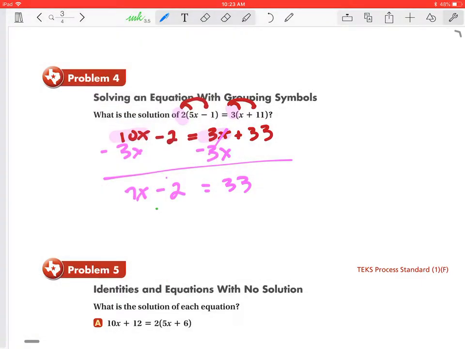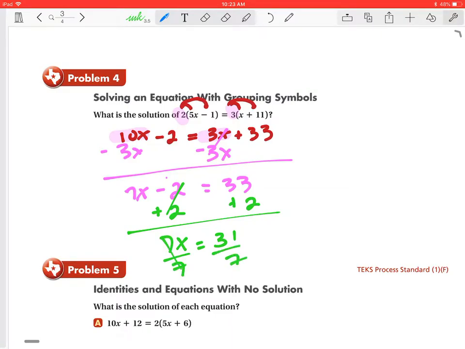Now I have a constant on the left side, so I'm going to add. That's going to become 7x is equal to 31. I'm going to divide by 7, divide by 7. X is going to be equal to 31 over 7.